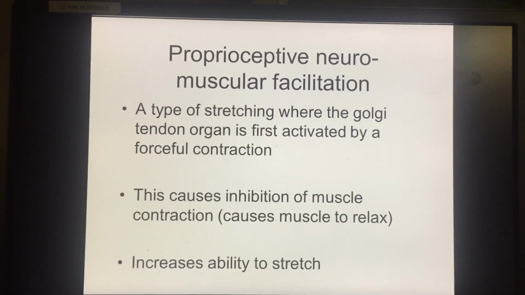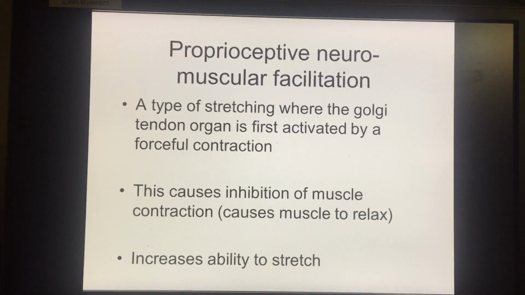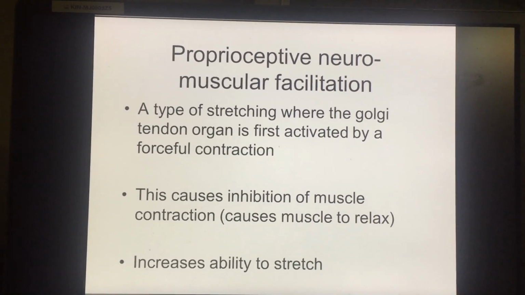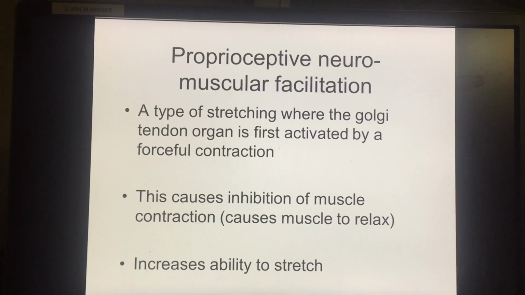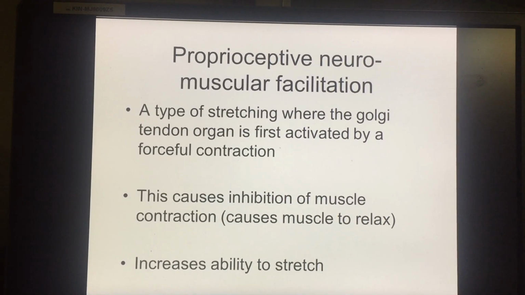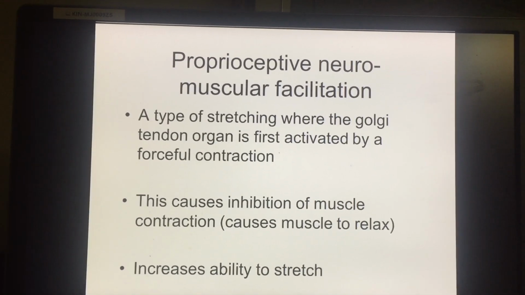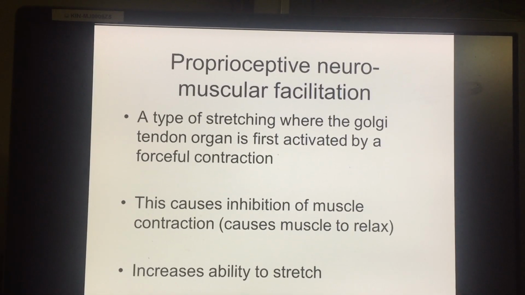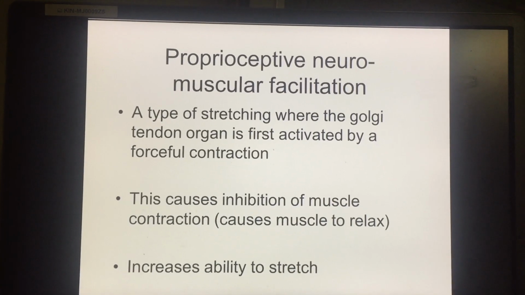So the goal here is to isometrically contract the muscle that you want to stretch and make that contraction very intense. That activates the Golgi tendon organ. It would cause the muscle to relax, and then you'd relax the muscle, and then you can stretch it further.